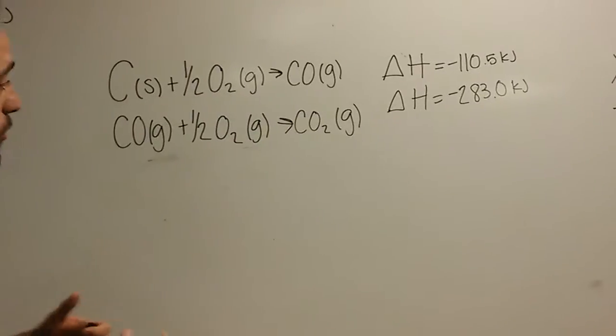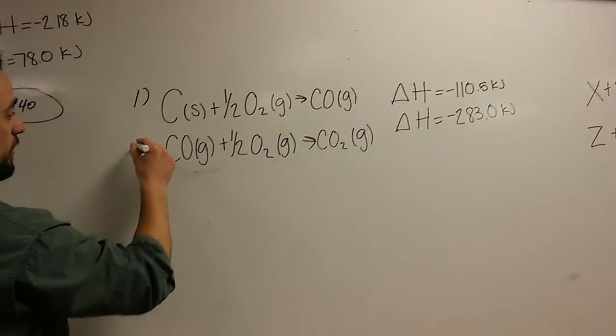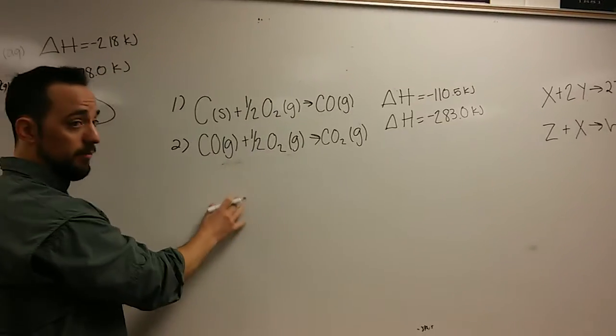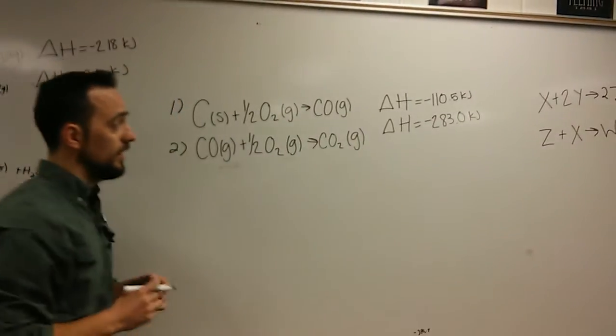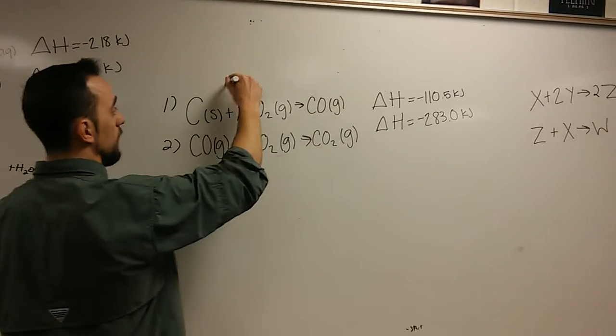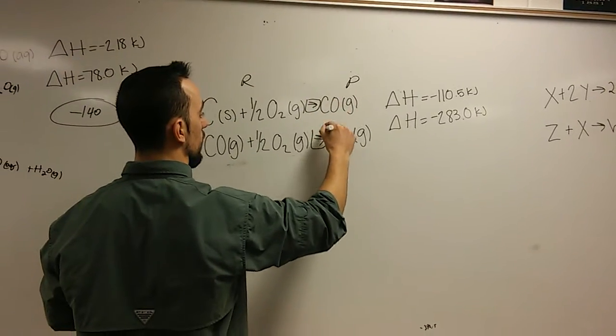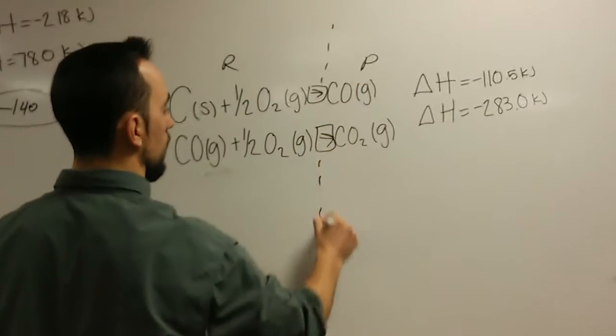Because they kind of get a little bit more difficult the more you go. So we have two equations given. I'll go ahead and put equation 1, equation 2. We have to combine them first and then find the delta H. So first things first, reactants and products, right? Reactants, products. Here's my arrow that separates it down the middle.